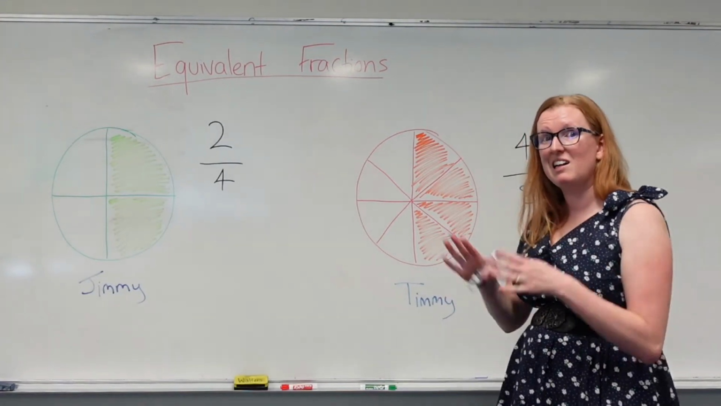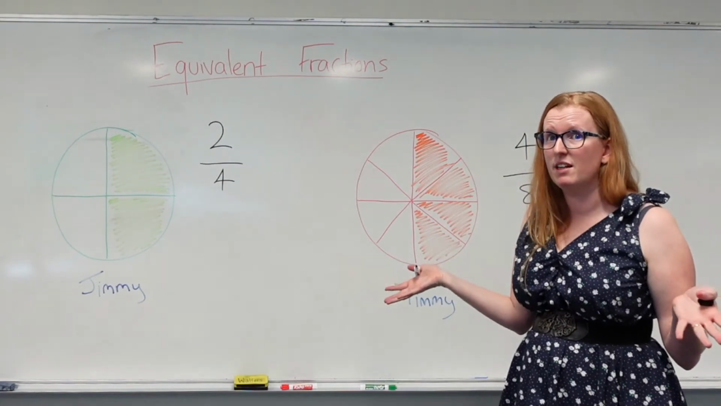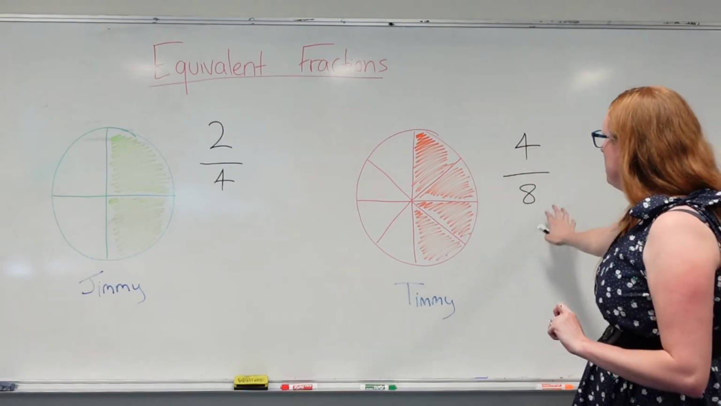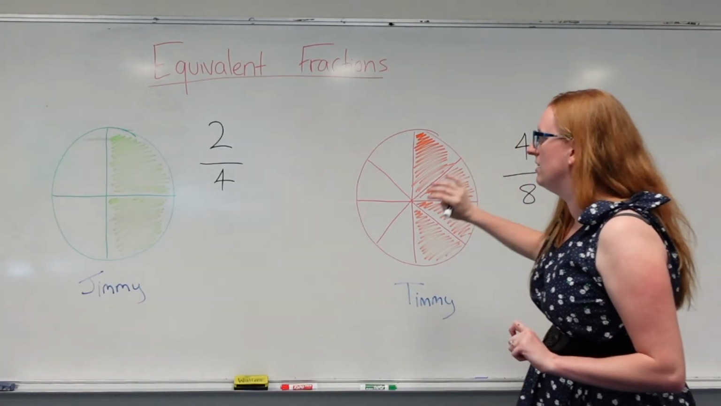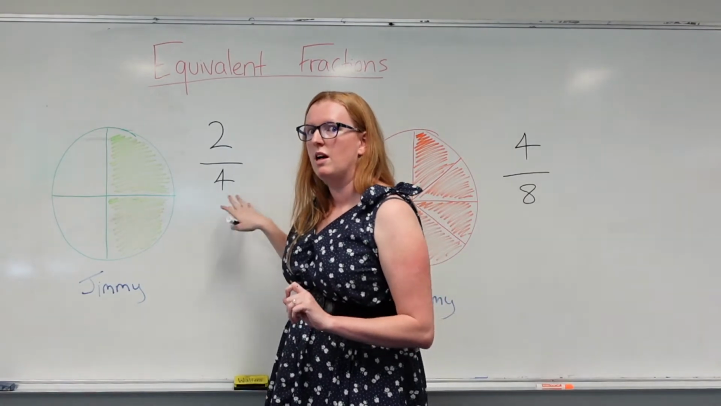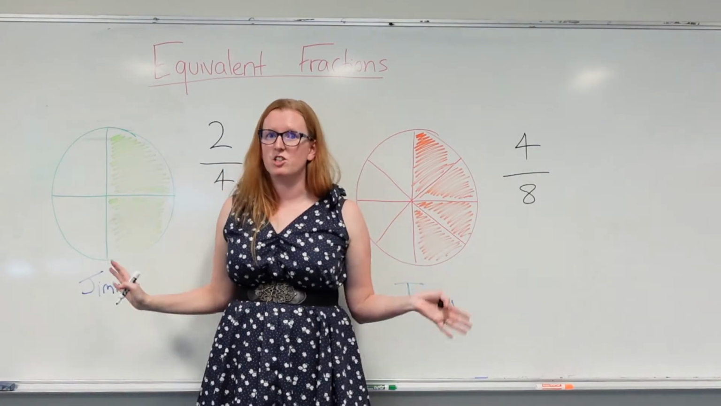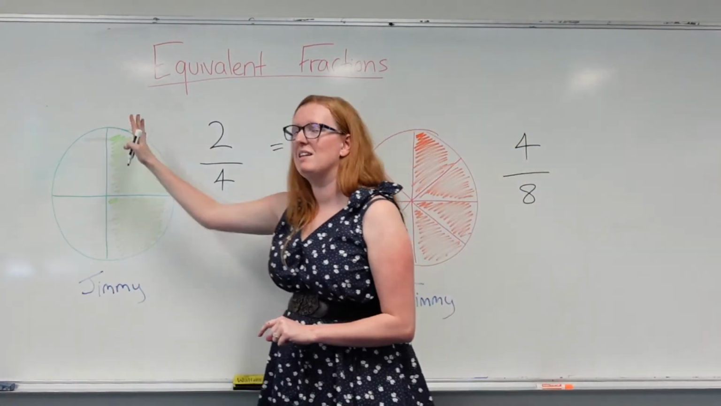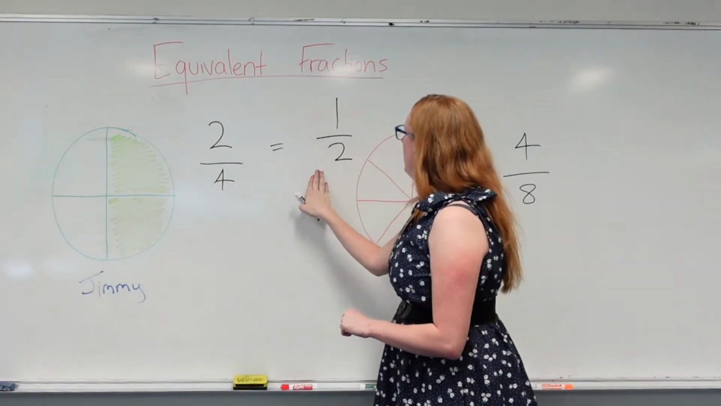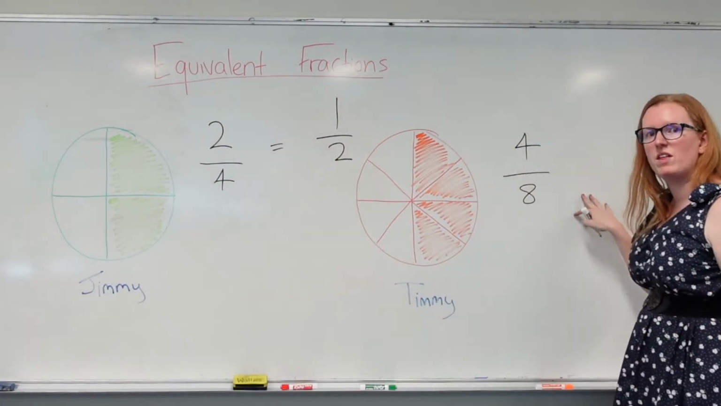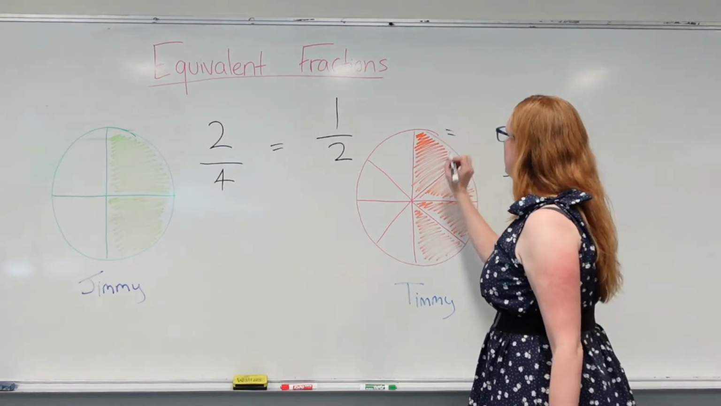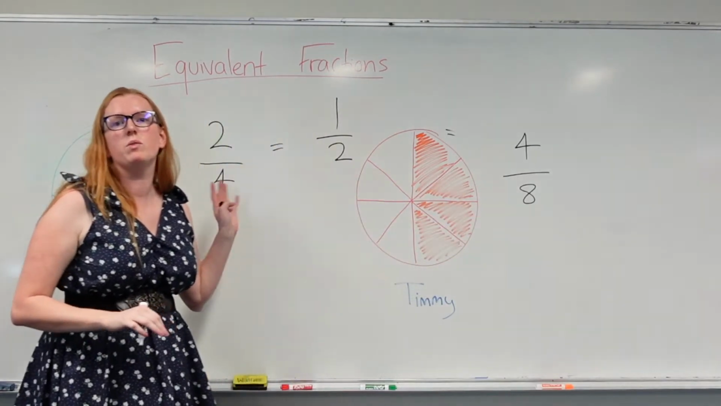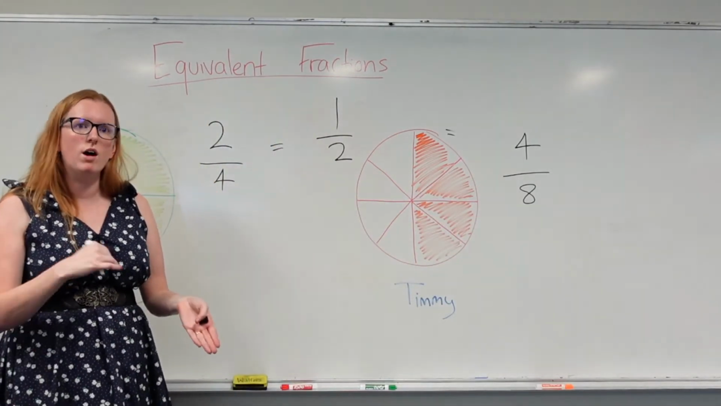If I took a pizza and I cut it in half, that's how much they've eaten. Ooh, that's interesting. So, Timmy has had 4 out of the 8, and Jimmy has had 2 out of the 4, but yet when you look at the pizzas, it's actually half. 2 out of 4 is actually equal to half his pizza, so Jimmy has eaten half of the pizza. And over here, Timmy has eaten 4 out of the 8, which is also equal to half. So these 3 fractions are equal to each other. It's just another way of writing half.